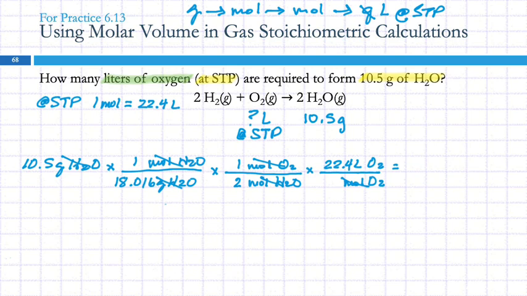So 10.5 divided by 18.016 divided by 2 times 22.4. 6.5275 liters, or 6.53 liters of oxygen. Any questions?